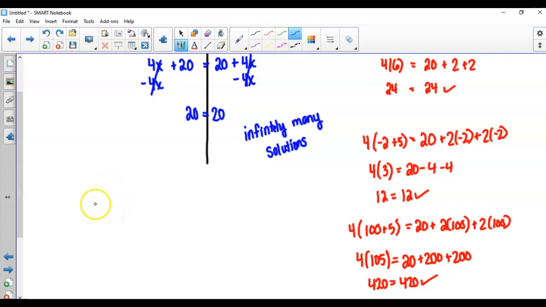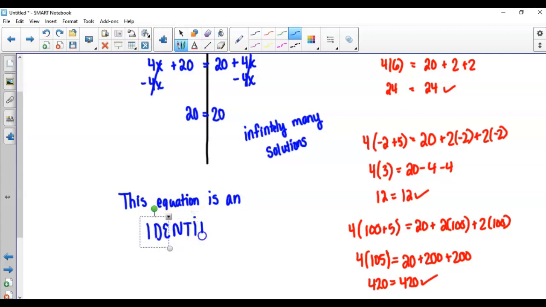We also have a special word we use for equations that look like this, and we would say this equation is an identity. Okay, so this equation is an identity, and the identity just means that whenever you put a number into this equation, it gives you that same thing out. Nothing changes there. So this equation is an identity.